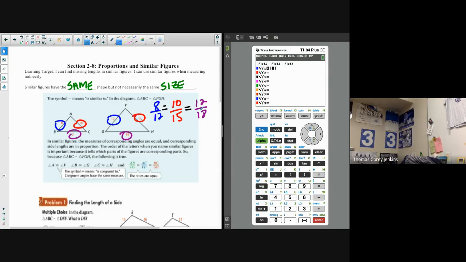Another way that I can tell that they're equal is just by using my calculator. If I did 8 divided by 12 to turn that into a decimal, I see that it's 0.6 repeating. So is 10 divided by 15. And so is 12 divided by 18. So that shows us that those are in fact equal, stating that we're proportional here. So that shows that these figures are similar.